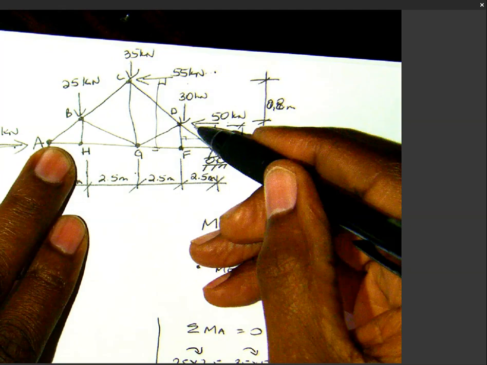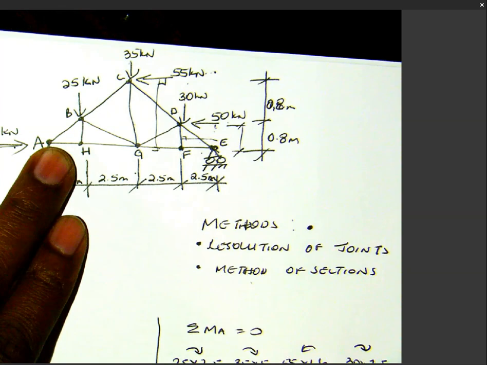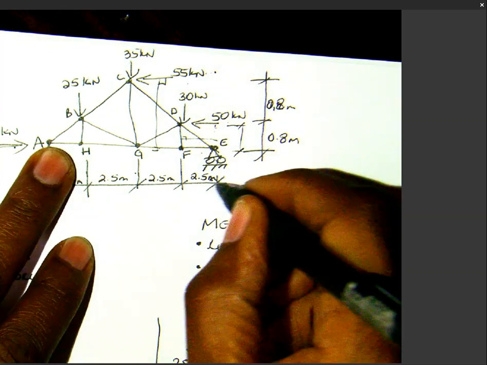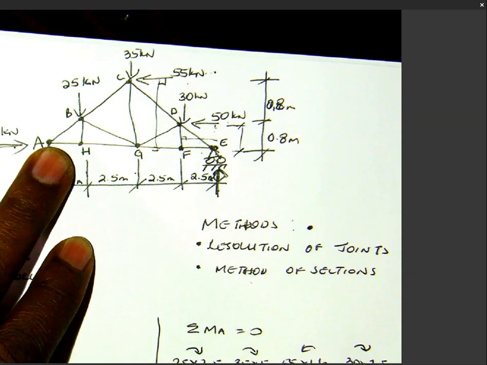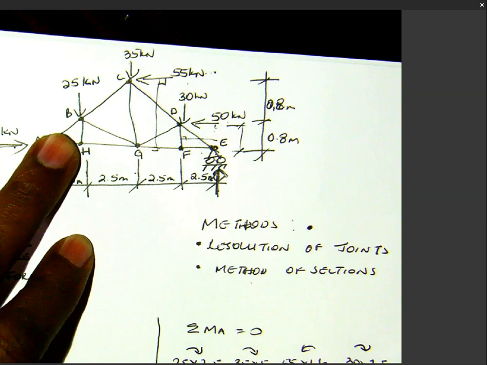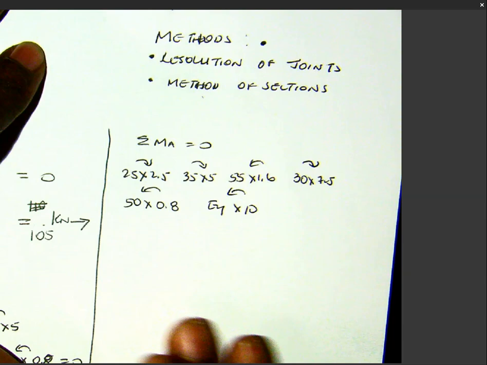Any other forces? Yes, I've got EY times 10. EY, I'm assuming, is going up. If I'm getting a positive answer, my assumption is correct. If I'm assuming it's going up, then it's going in this direction. Then this must be equal to 0.